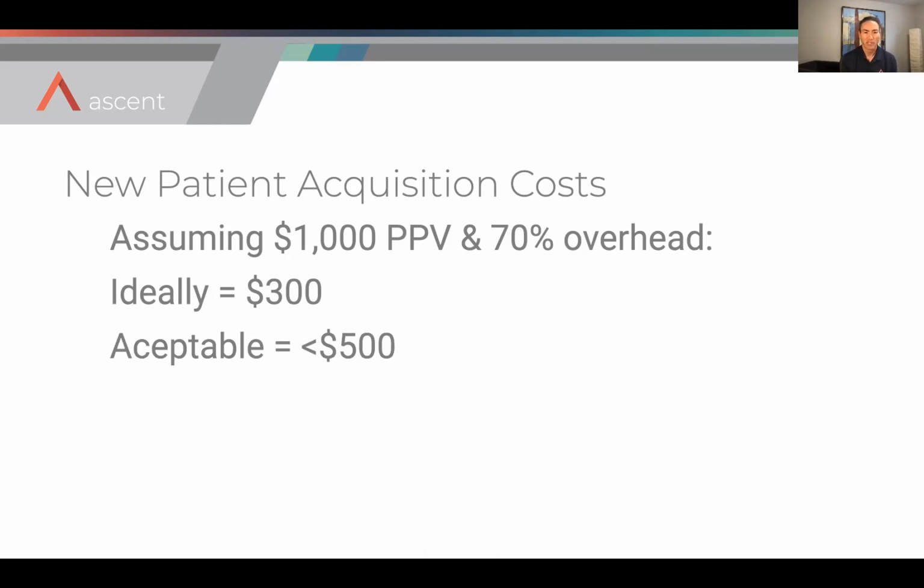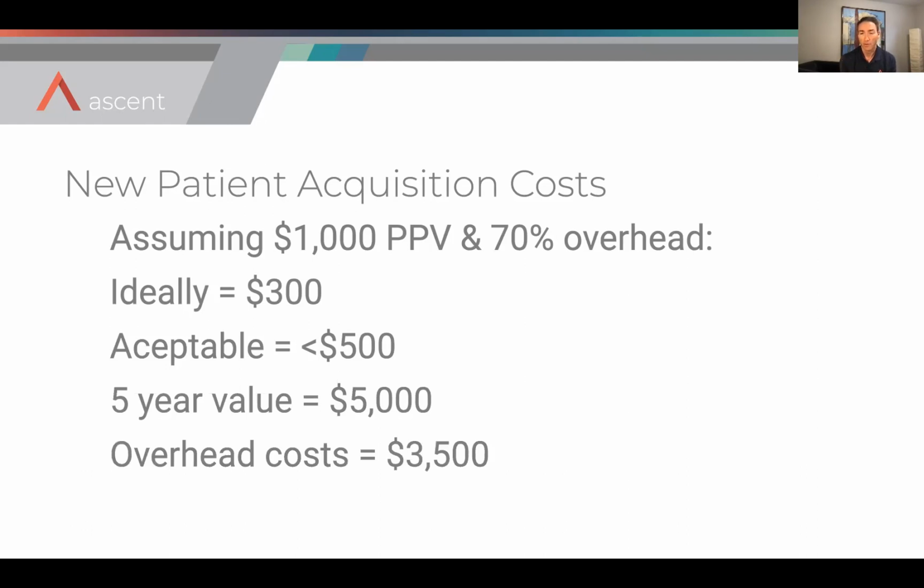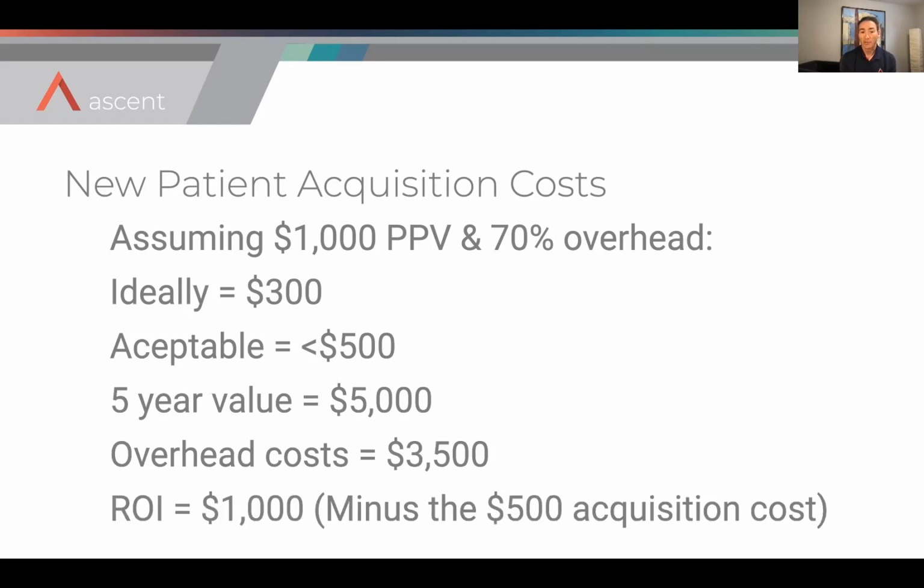The reason for this is that most patients don't just stay for 1 year. Most patients are going to come back year over year. And so if we just look at a 5-year value for those patients, they're really worth about $5,000 to the practice. And over that time, you'll spend about $3,500 in overhead costs for that patient on average. And so that really leaves you with still a $1,000 return on investment, even if we subtract out the $500 per patient acquisition cost. And so, if you're doing that consistently with a lot of patients, you're still building a lot of return on investment and profit into that.